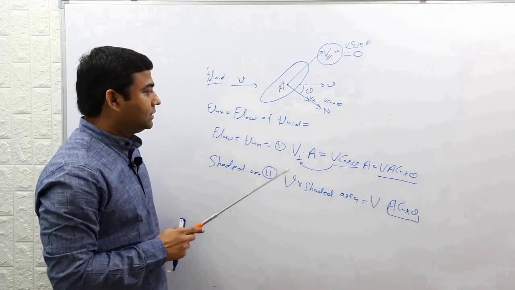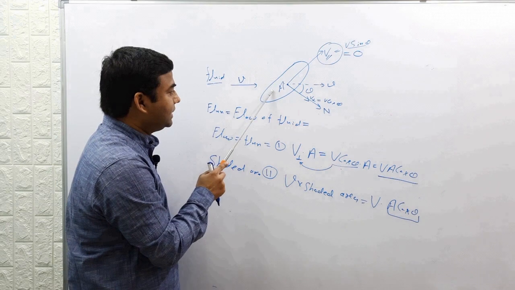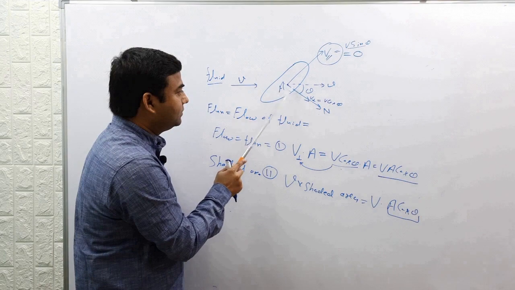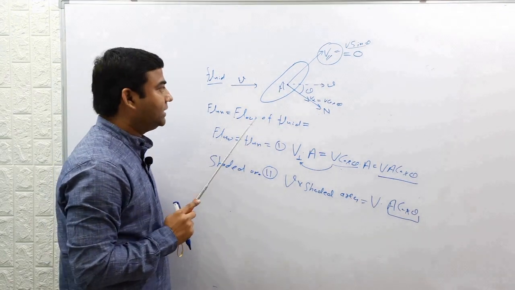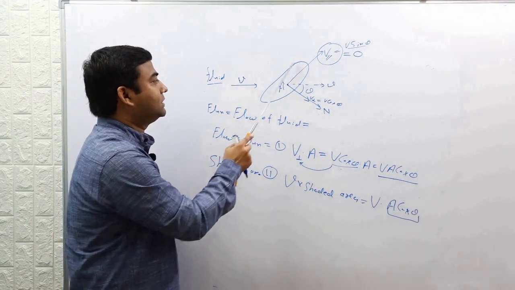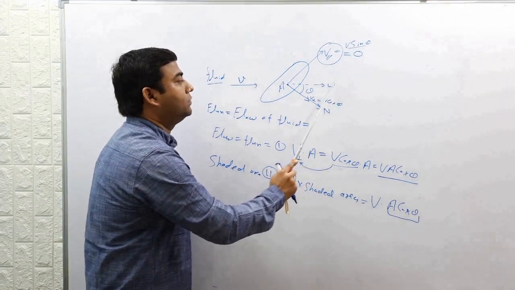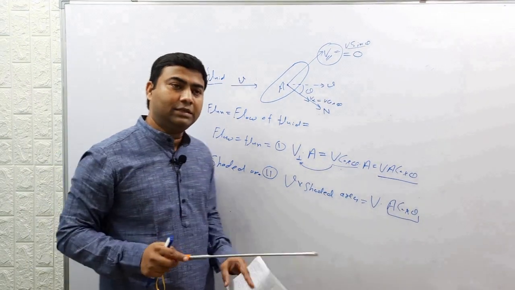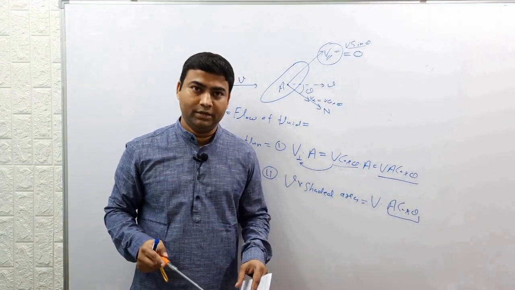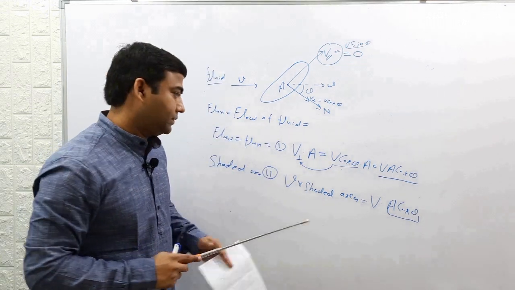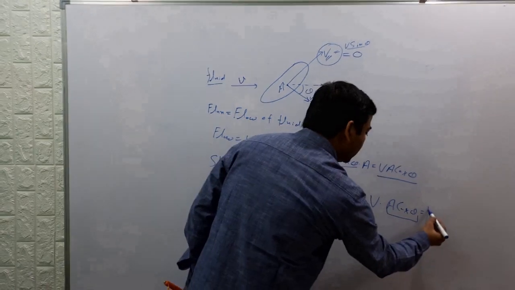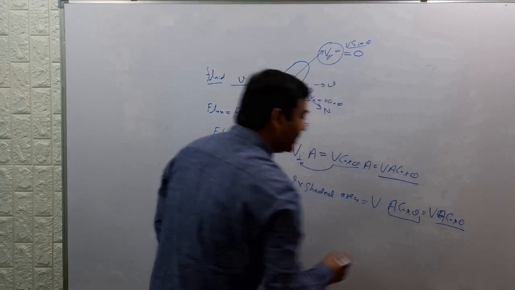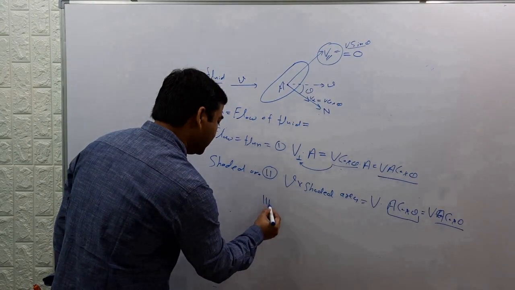Again I will repeat, if the area is A and theta is the angle between velocity and the perpendicular to this area, then the shaded area of this shape along the direction of velocity v is A cos theta. It is irrespective of the shape of A. It can be circular, triangular, whatever. So in this case also it is v A cos theta, and you get the flow.